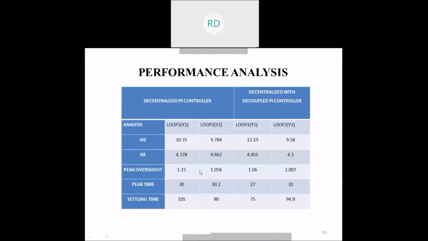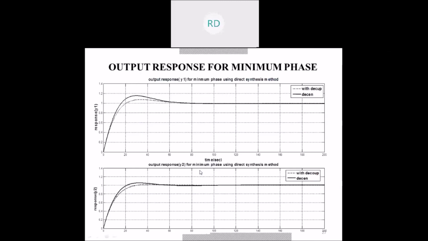Similarly, this is your y2 response. Here I am using the direct synthesis method as the PI control tuning method. This is your y2 loop, output 2 loop. The dotted line is with the decoupler, and this plain black curve is the simple decentralized controller. I'm getting better output with the decoupler.